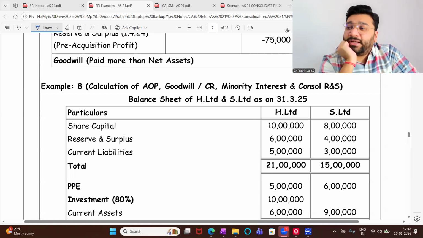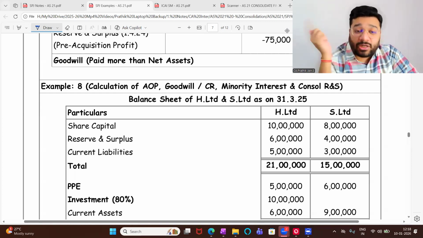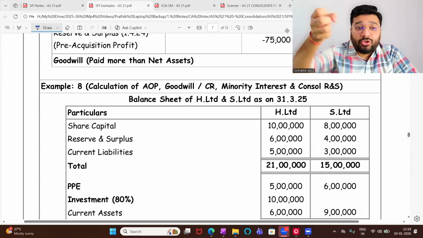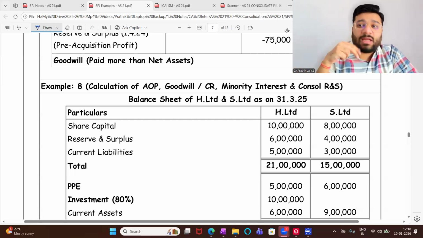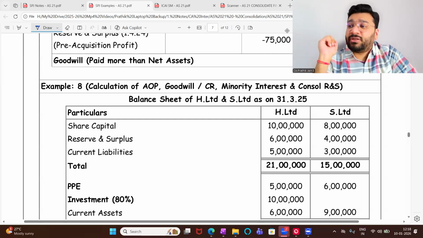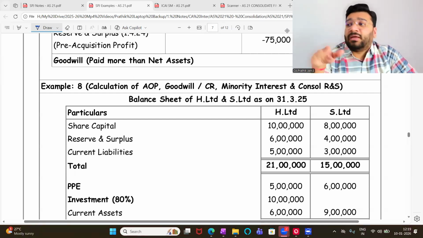Second working note is to calculate goodwill or capital reserve, which is also called cost of control. To control the subsidiary company, what am I suffering? I'm getting net asset worth 1 lakh, but I'm paying 20,000 extra, I'm paying goodwill. That is the cost that I have incurred to have control on that subsidiary. Hence the name cost of control. Goodwill or capital reserve will be asked in the exam as calculate cost of control. Calculation of cost of control means either you'll calculate goodwill or capital reserve.